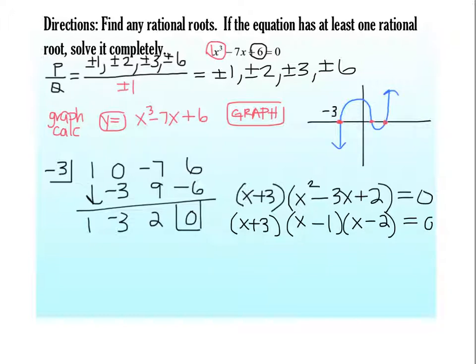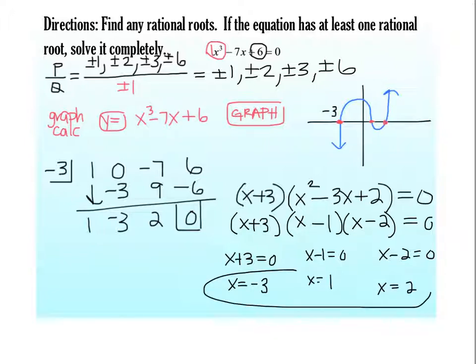So solving this by setting each term equal to 0, we're going to get negative 3. We know that. That was the root that we chose. We're going to get 1, and we'll get 2. So we've solved it completely for all 3 roots, which you can clearly see in this picture. This one root here, another root, and another root. So they're at negative 3, 1, and 2.